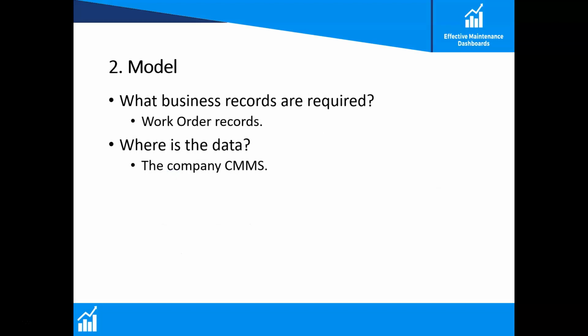Next, we'll look at the model. So the first question we need to answer is what records are required? In this example, we only use the work order records, so we don't need any additional data. It's a fairly straightforward data model. And where will the data come from? Well, this information is going to come from the Computerized Maintenance Management System, the CMMS.